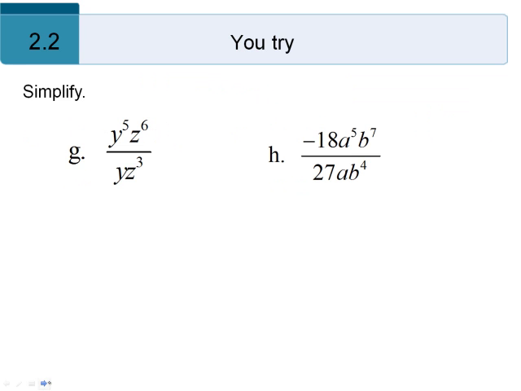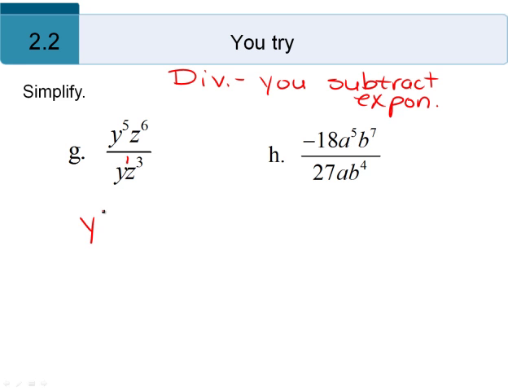Okay, G and H, these are division problems. So if it's division, the rule for exponents is you subtract. Okay, so you're going to subtract the exponents. So on letter G here, you have 5 on the y, and remember a 1 underneath. So if you subtract, that's going to be y to the 4th. And then on the z, z to the 6 and subtract the 3, that's going to be z to the third.